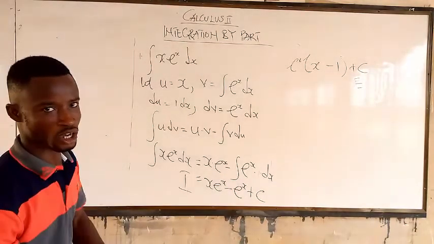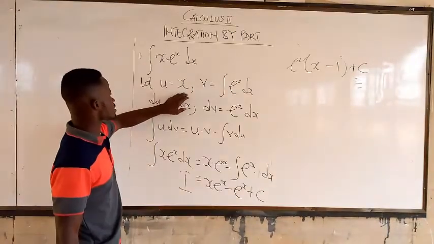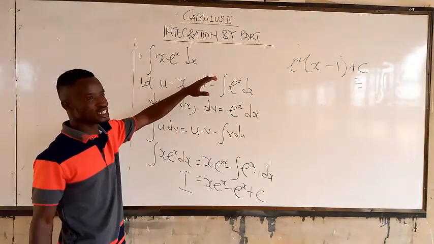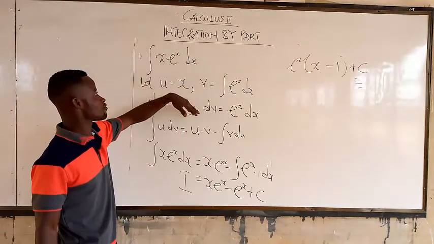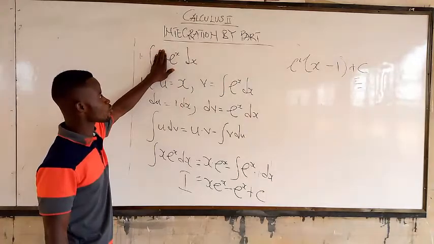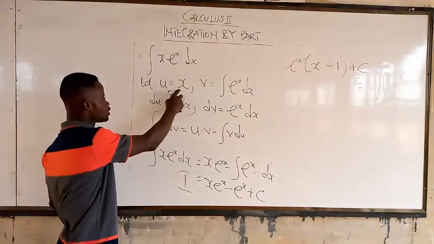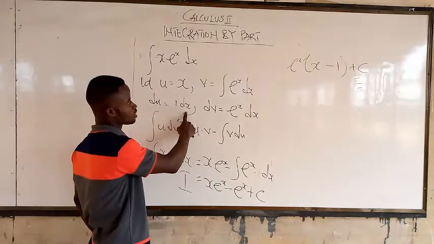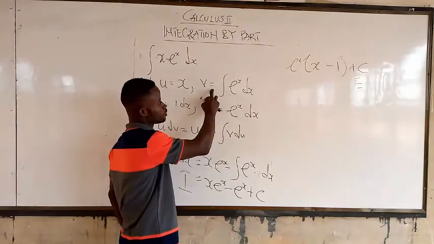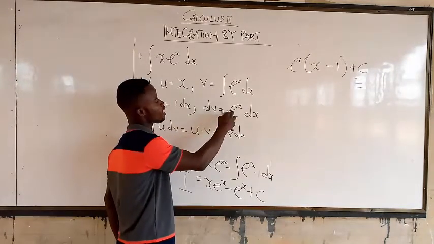I hope it's not difficult. Here you let u be equal to s, and v is everything left. So v is the integral of e raised to the power s ds. Very good. Then you differentiate this. u is equal to this. Integrate this. When you integrate this, you are going to get e raised to the power x.